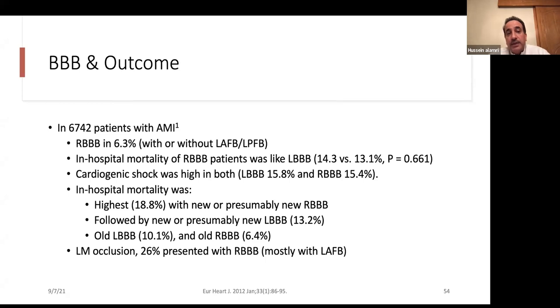And the basis of this recommendation is that in a study of almost 7,000 patients, right bundle branch block was found in 6.3%, with or without left anterior or posterior fascicular block.